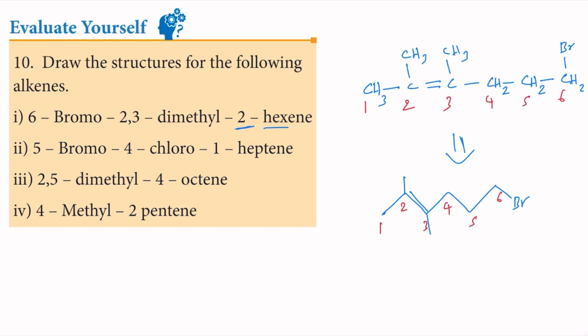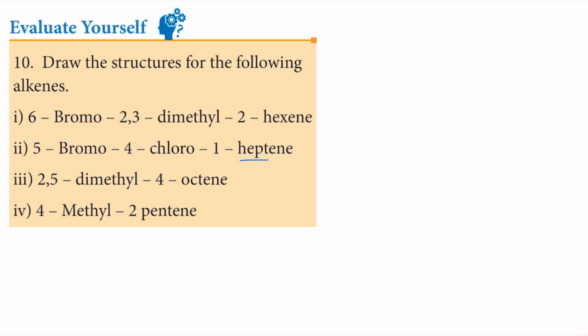Let's go to structure 2. Here the root word is hept. That means the parent chain contains 7 carbon atoms and the position of the double bond is at 1. Therefore, let's draw the carbon backbone first. 1, 2, 3, 4, 5, 6, 7. Number it. We have a chloro substituent at position 4. We have a bromo substituent at position 5.